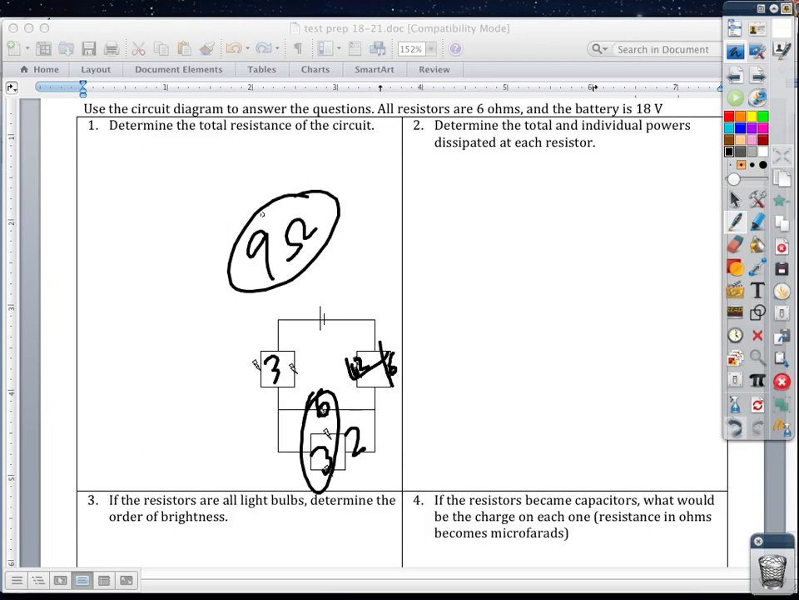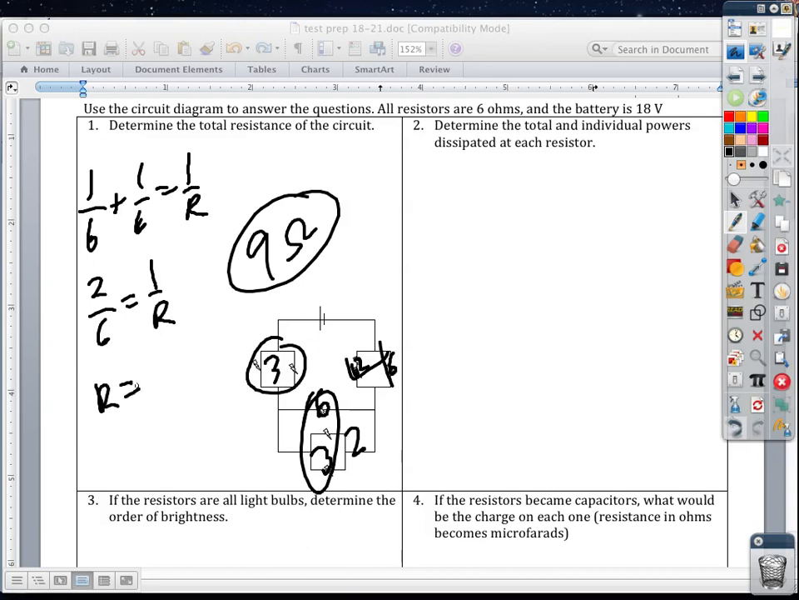No. Okay, which part? Explain again. Can you just break it down really quick? Sure. Are you okay with the 3? Because 1 over 6 plus 1 over 6 is 1 over r. So that's 2 over 6 is 1 over r. So r, if I flip it, is 6 over 2, which is 3 ohms.